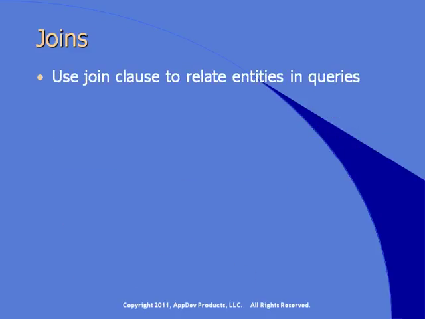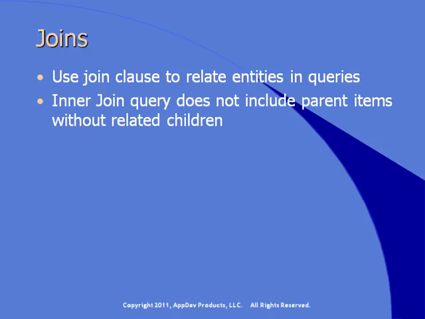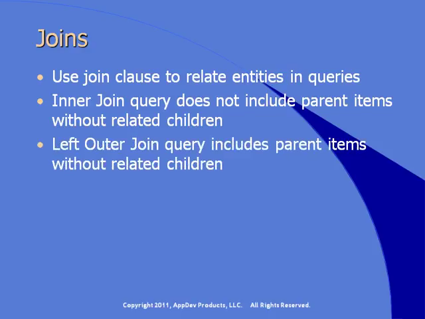I mentioned earlier that you could use the join clause in your LINQ to entities queries to relate entities. And we also saw that you don't have to do that because the entity data model already accounts for relationships. But there may be times when you want to use the join. For example, you want more control over how entities are related. And there are two types of joins. There's an inner join, and in that query, it will not include parent items without related children, whereas the left outer join includes the parent items without related children.